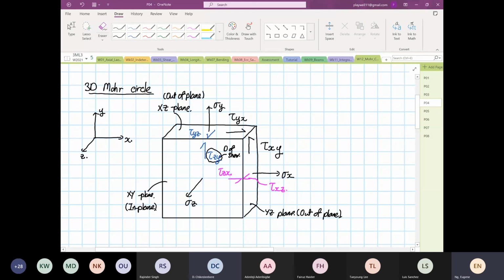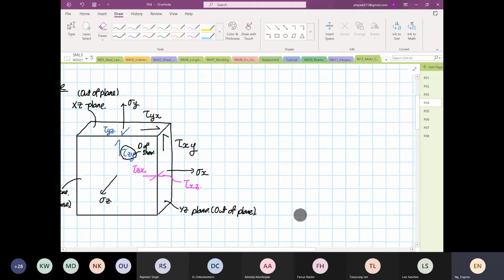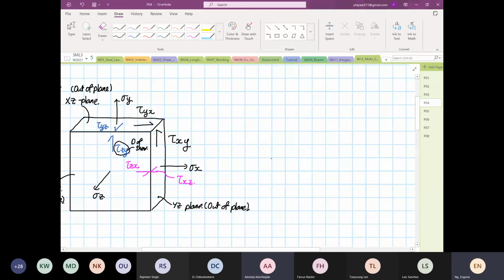Okay. So now, can anyone tell me why? How do we know what's in plane or out of plane? Anyone, please. Okay, no one is answering it. I'll give you another example. In plane is the surface we're looking at. All surface we are looking at.